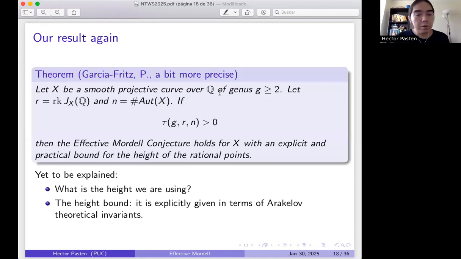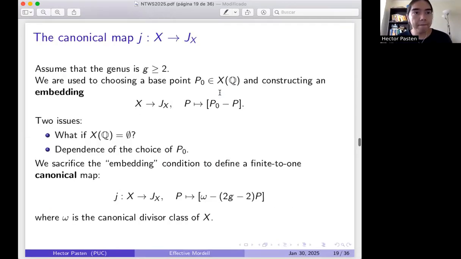Yes, so I still need to explain what is the height and what is the height bound. Now, when you have a curve, a good tool to analyze the curve is the Jacobian. And we're very used to the idea of picking a rational point and using this rational point to embed the curve into the Jacobian in this way. But there are two issues with this construction.